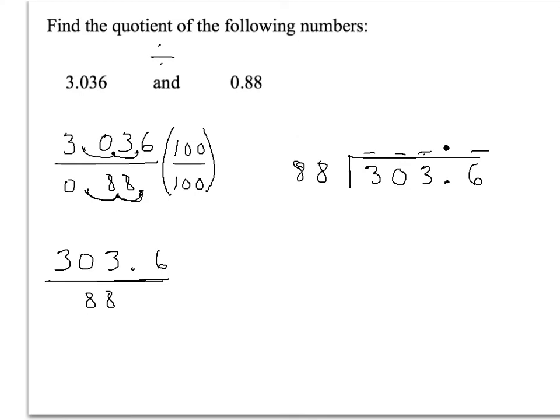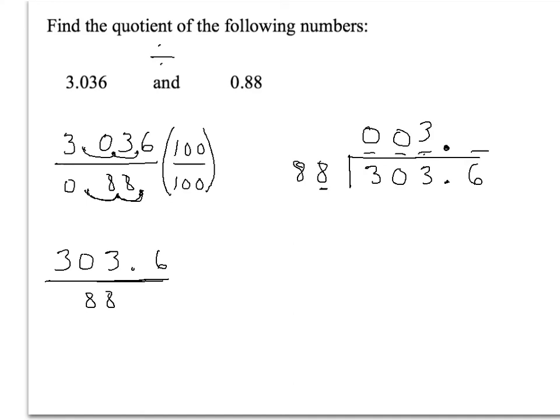Does 88 go into 3? No, it sure does not. Does 88 go into 30? No, it does not. Okay. Does 88 go into 303? Well, let me see. It looks like a big number, but 88, isn't that close to 100? And for a moment in your head, think about it as 100. How many times does 100 go into 300? So that's at least a good guess. Let's try 3.